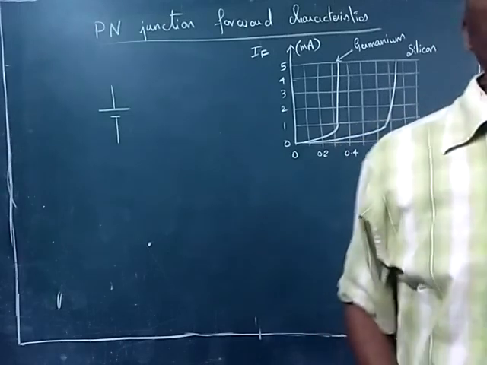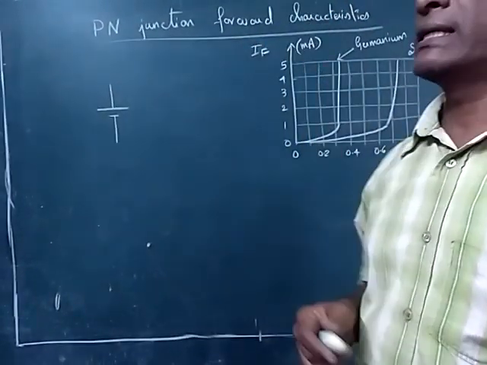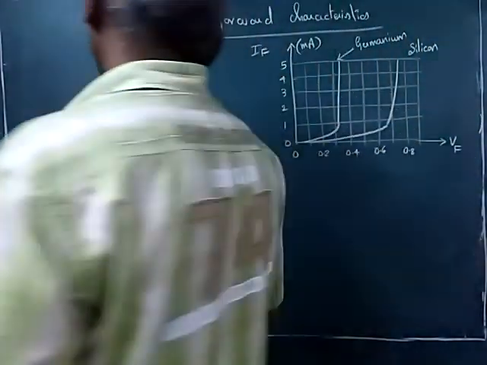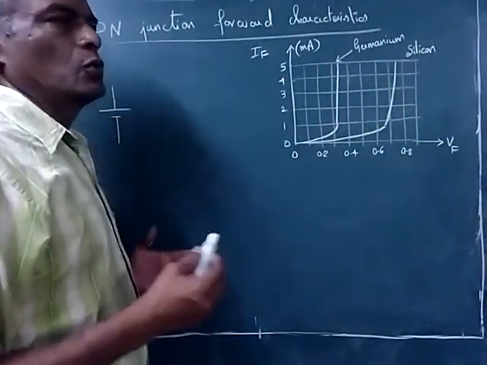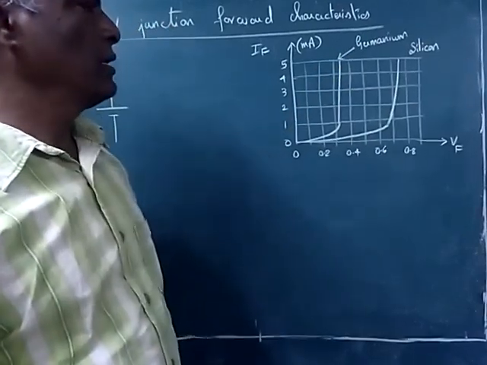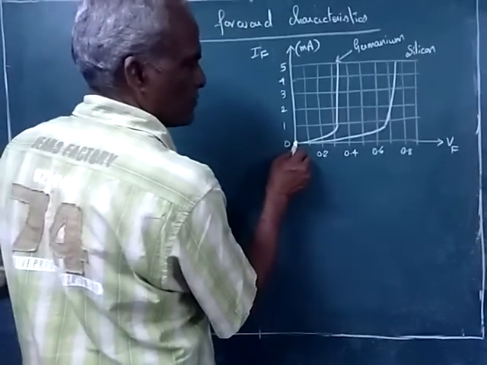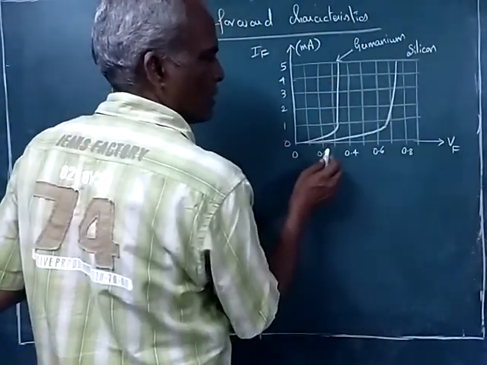Hello viewers, today we are going to see about PN junction forward characteristics. So we have taken two diodes, one is germanium and the other one is silicon. So we are going to see the germanium graph.